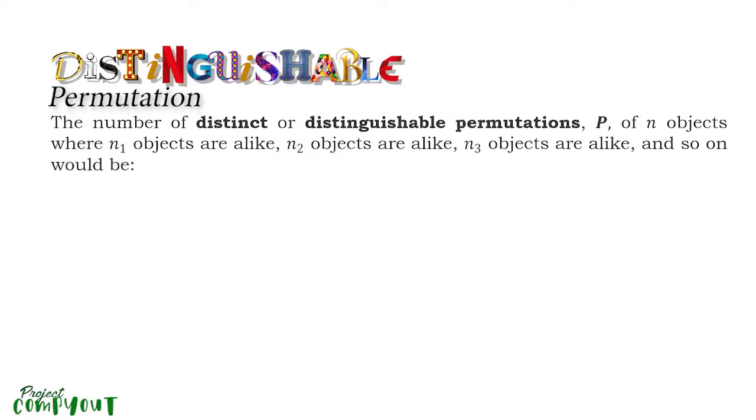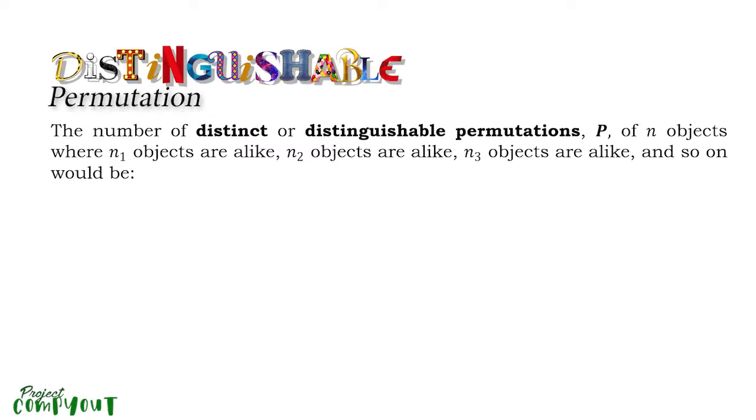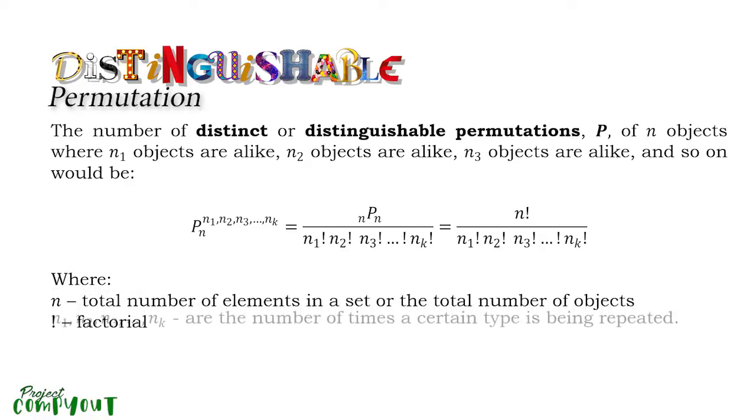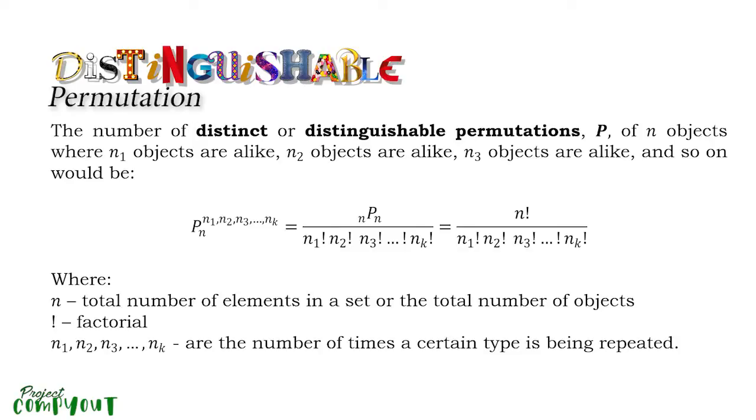By definition, the number of distinct or distinguishable permutations P of n objects, where n sub 1 objects are alike, n sub 2 objects are alike, n sub 3 objects are alike, and so on up to n sub k, would be this formula, where n is the total number of elements in a set or the total number of objects. The exclamation point indicates factorial, and n sub 1, n sub 2, n sub 3 up to n sub k are the number of times a certain type is being repeated.